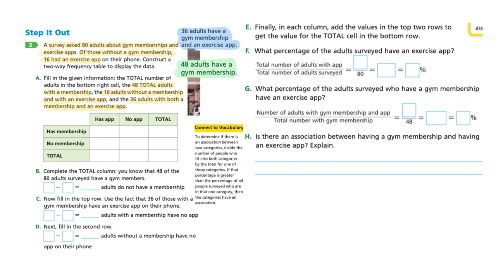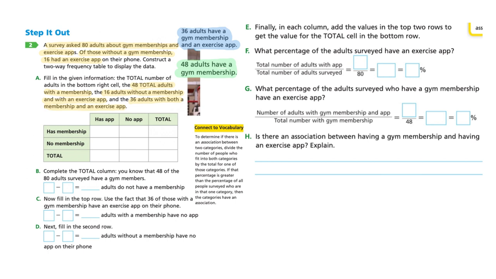So they give you a lot of information, and what I've done is I've highlighted the important information here, and you can see also in the blue and the green. And so that'll help you fill out the table. I'm going to do just a couple, and then you can work on the rest on your own. And then it says, finally, in each column, add the values in the top rows to get the value for the total cell in the bottom row. So again, that'll be in this table. This F and G are the ones that I wanted to kind of get you started on as well.